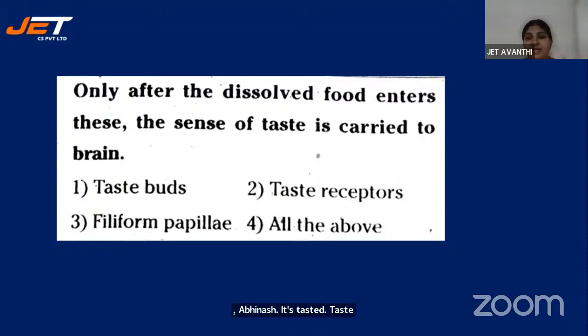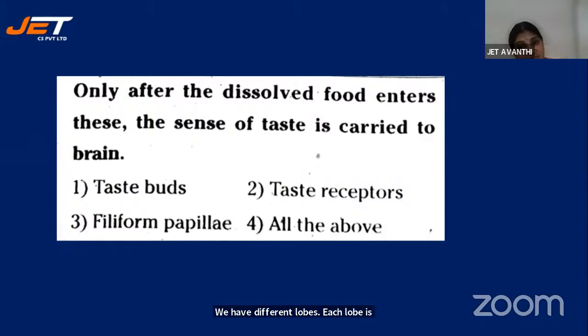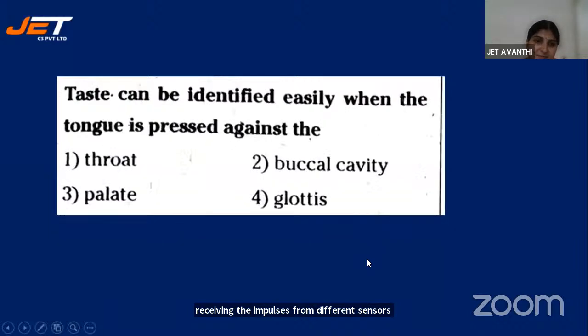After taste buds identify the taste, it is taken by the receptors. And we have different receptors in the cerebrum part. The cerebrum has different lobes, children, like the olfactory lobes. Each lobe is specialized for receiving impulses from different sense organs. Taste buds is the correct answer, children.